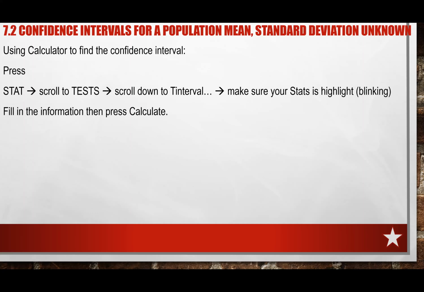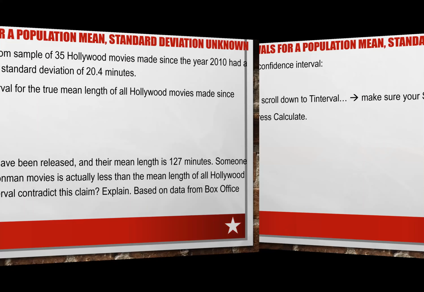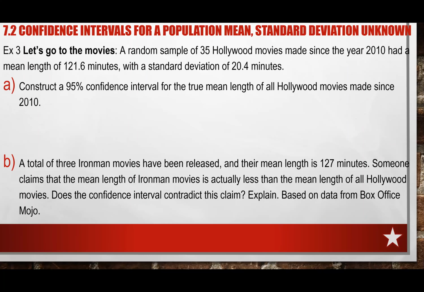So distinguish the difference between the two. When you type into your calculator, you do not type in the degree of freedom, you type in the N. As you can see, the only thing different from yesterday is that instead of using the Z interval, today we will use the T interval. Everything else is the same. Okay, let's take a look at the next problem and see how to use our calculator to analyze it.